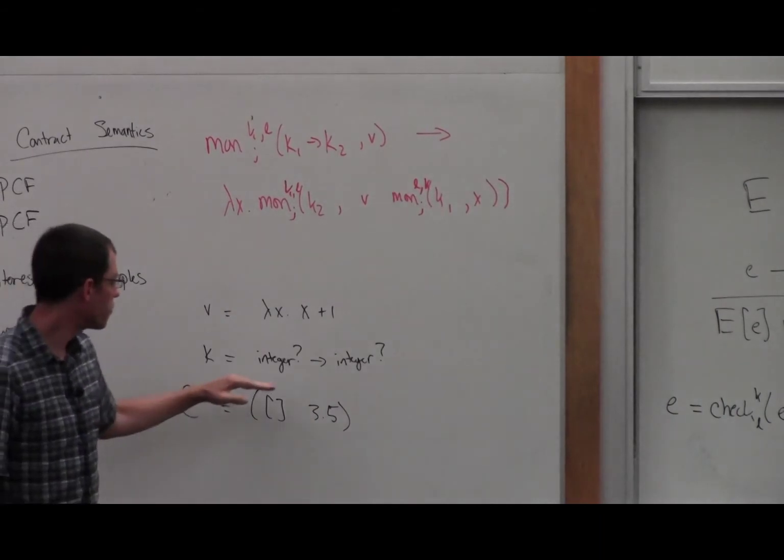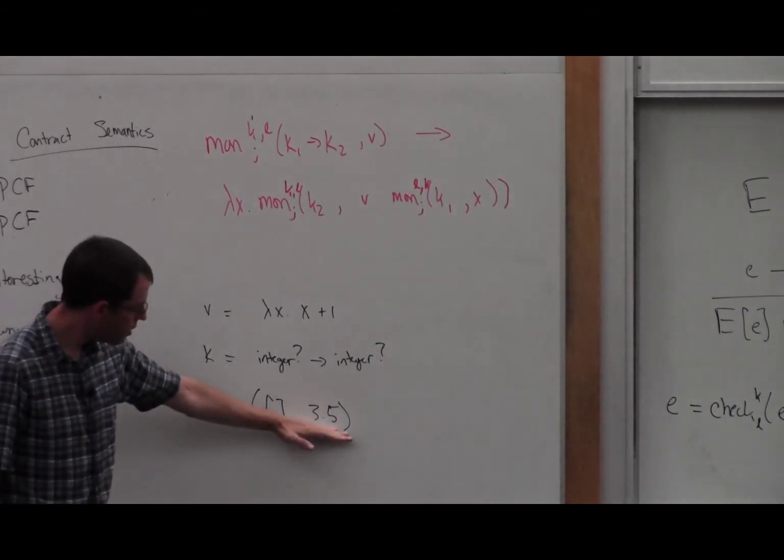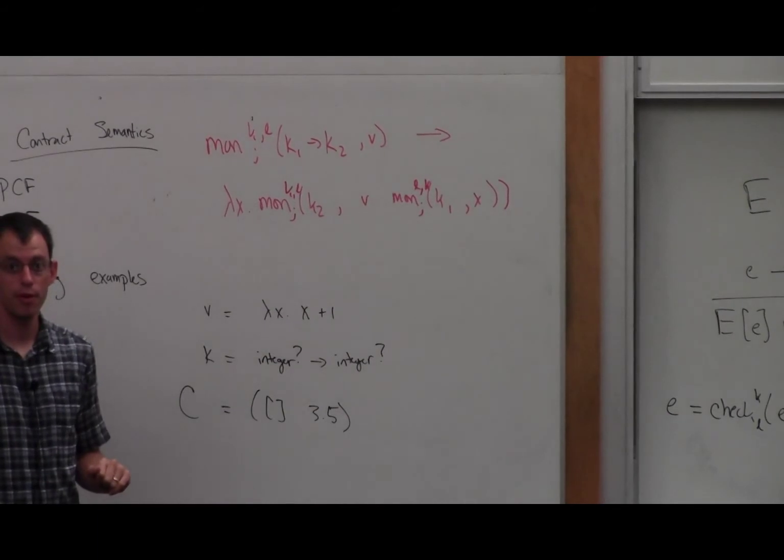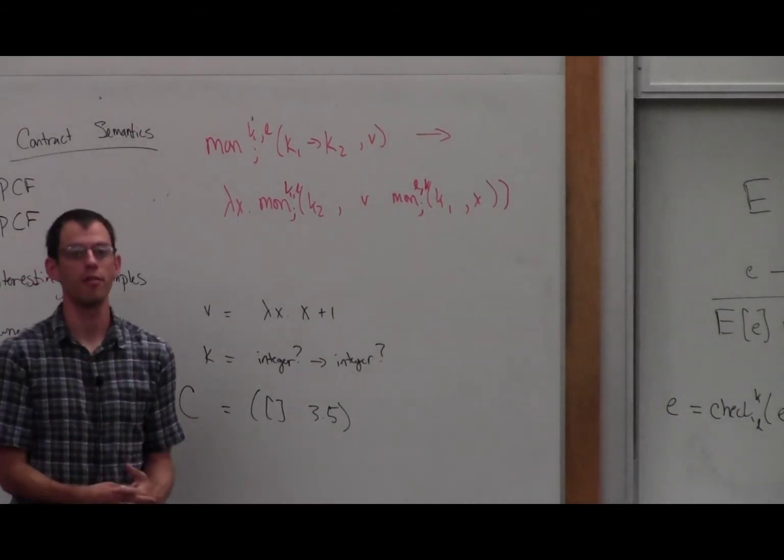So if you supply 3.5, you're failing to live up to that contract.